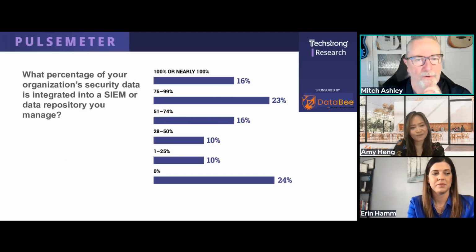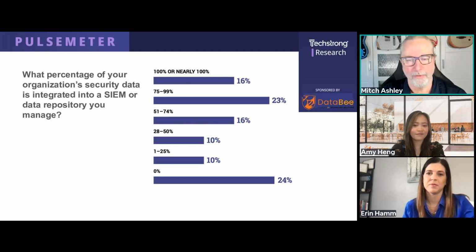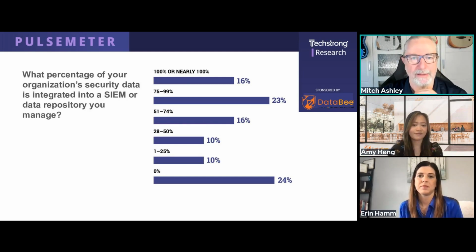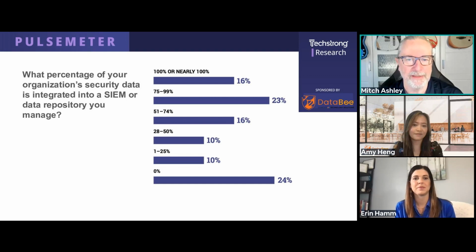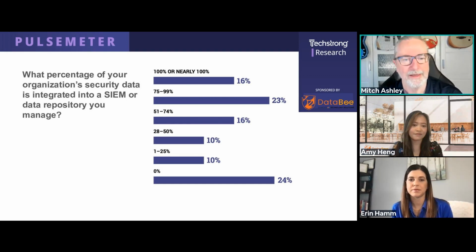Okay, so one of the things we first looked at is what percentage of your organization's data is located in a SIEM or some form of data repository where you're trying to aggregate this data. It certainly wasn't overwhelmingly that everybody had 100%, or nearly 100%, of their data integrated. Not surprisingly, it's a pretty big challenge, but pretty sizable between the top two answers there, between 75 and 100%. You're looking at really close to 40% of folks leveraging those kinds of technologies.